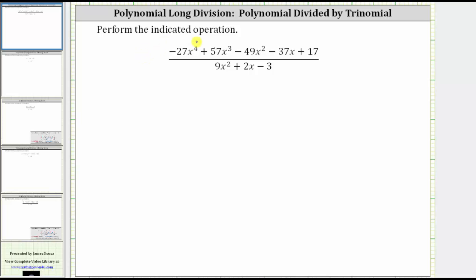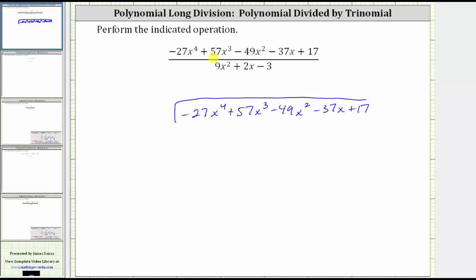We're asked to perform the indicated operation, and because a fraction bar represents division, we will perform polynomial long division. The first step is to put the quotient in long division form, which is the dividend, or the numerator, divided by the divisor of 9x squared plus 2x minus 3.